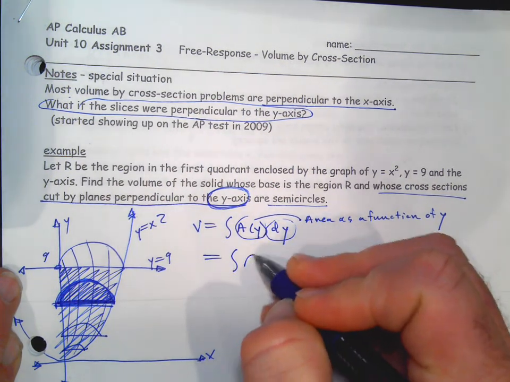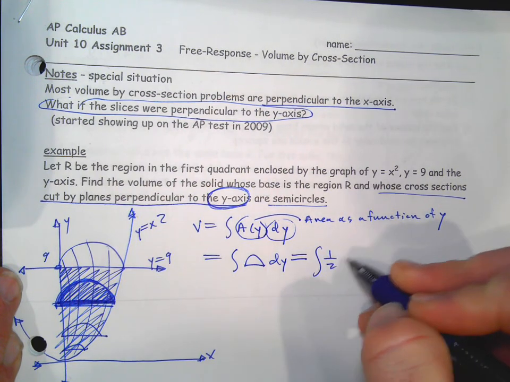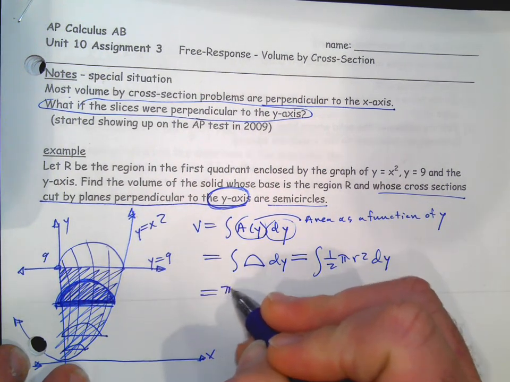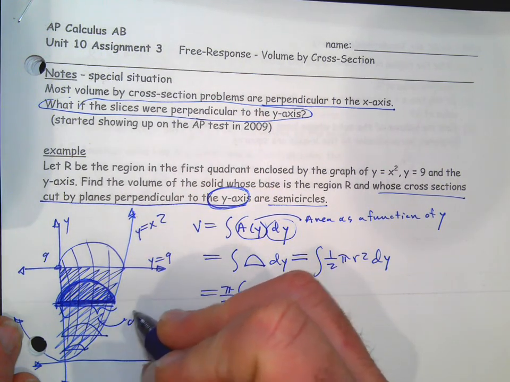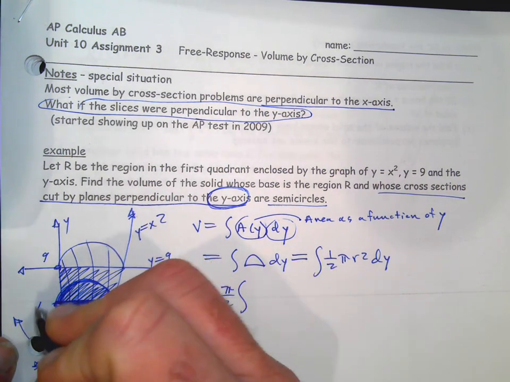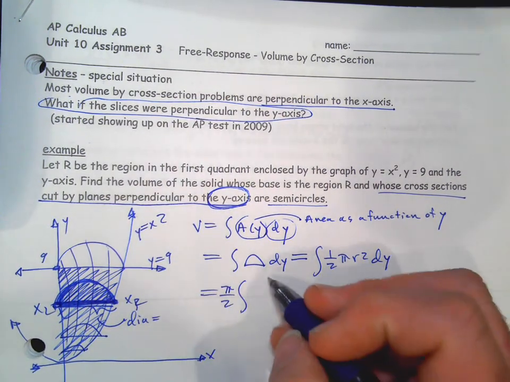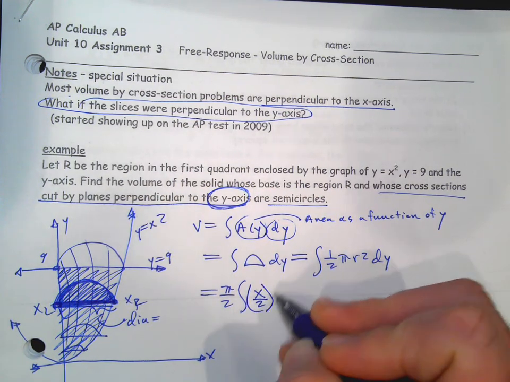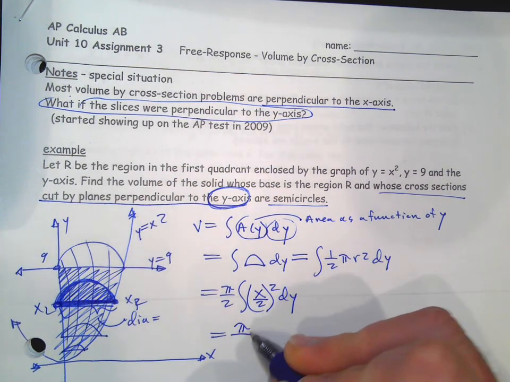So it's going to be half circle, and that's going to be 1/2 pi r squared dy. And we can move the pi over 2 out front. Now the radius here, this is the diameter, right? The diameter is going to equal x right minus x left. And really, x left is 0, so it's just going to be x right. So it's going to be whatever the x coordinate is, and then we're going to divide it by 2 and then square it.